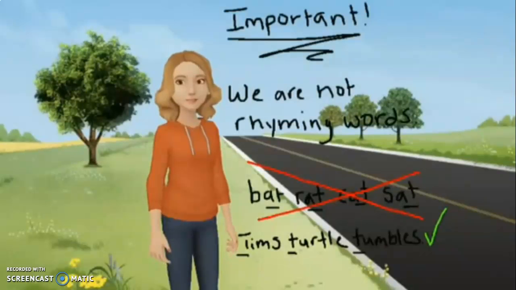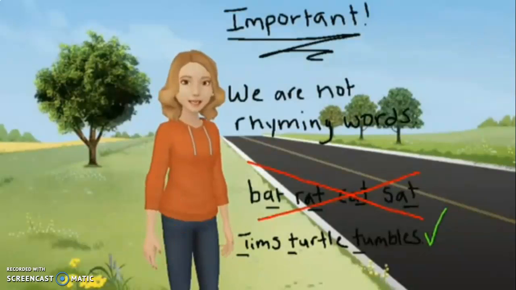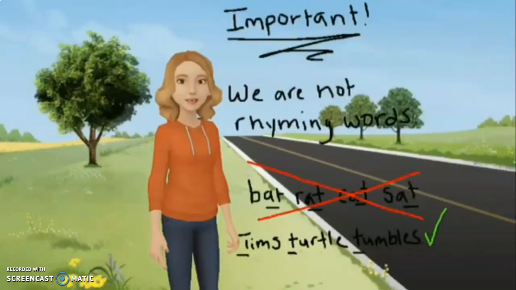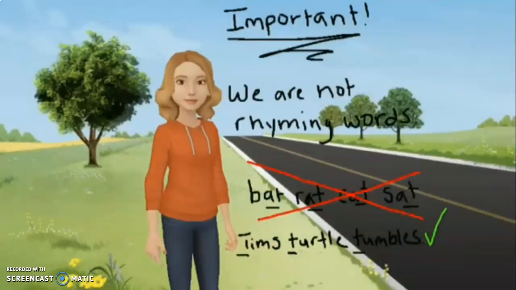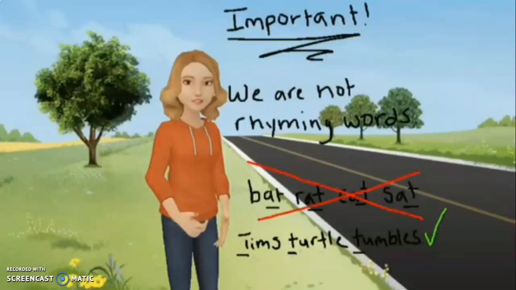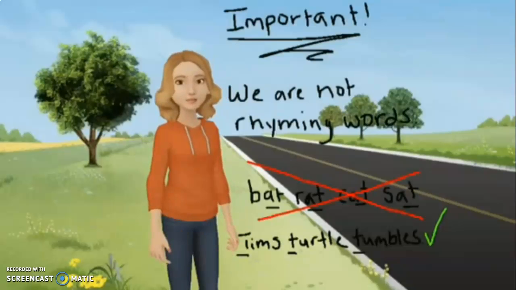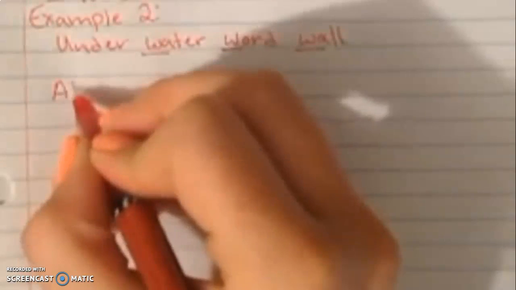One really important thing for us to remember when we're going over alliteration is that we are not rhyming words. Rhyming words are words that have the same sound repeating at the end of the word. So bat, rat, cat, sat. Those are all rhyming words because the sounds that are being repeated are at the end of the word. But Tim's turtle tumbles, we are repeating the same sound at the beginning of the word. That is what alliteration is.